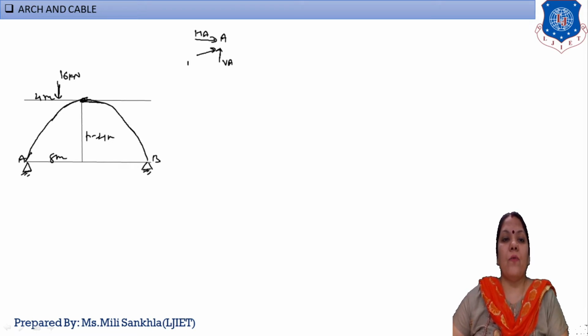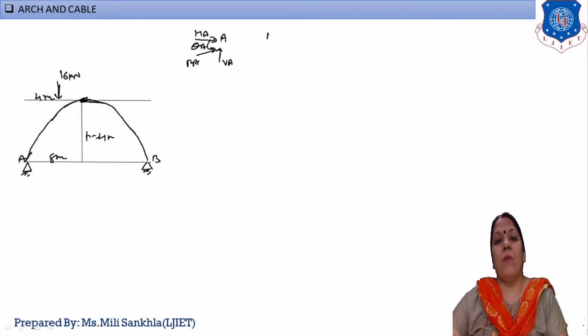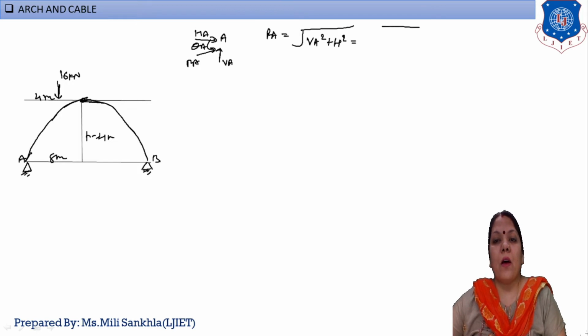Now resultant force R, and this is our direction theta. What is RA? RA is equal to under root of VA square plus H square. Now VA square is equal to 12 square plus H is equal to 8 square, and my value of RA is equal to 14.42 kilonewton.